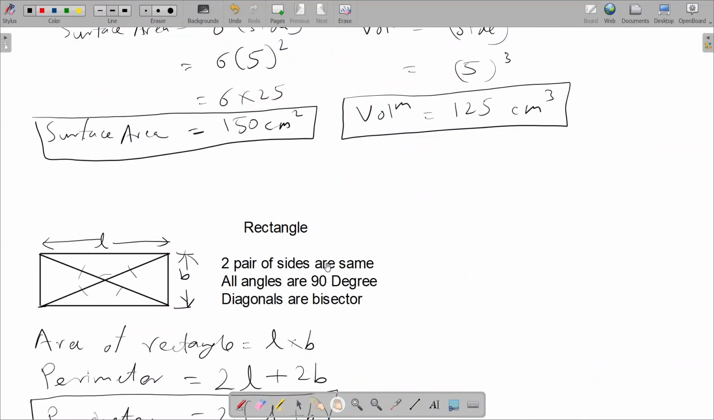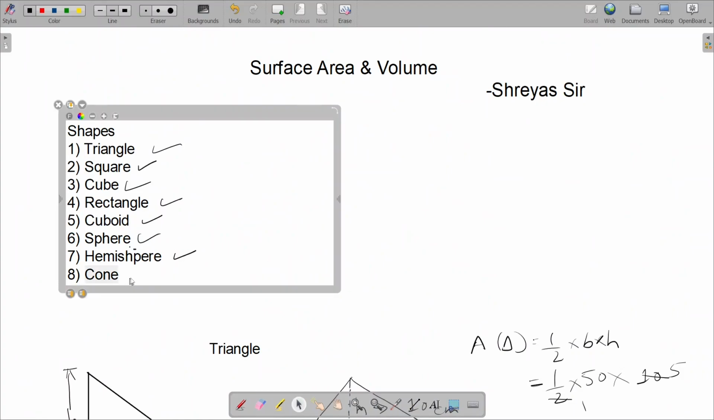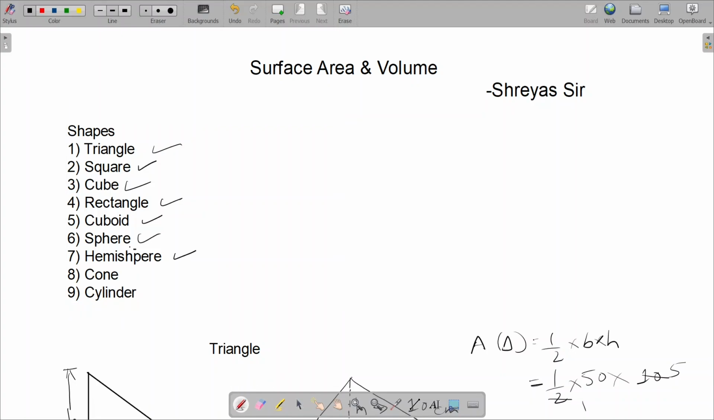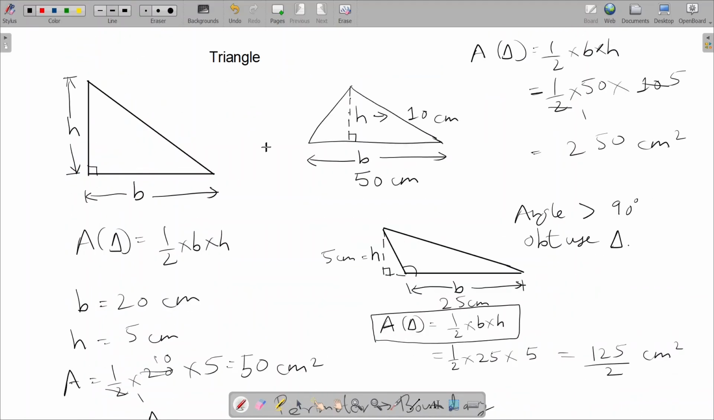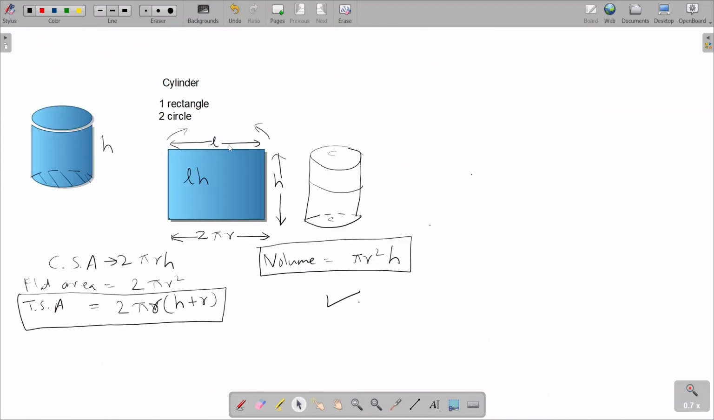And there's one more shape which I had forgotten. Apologies. So take one more shape over here. The last shape asked in all the exams is a cylinder. So we are done with all the shapes. The remaining shape is cylinder. So let's go for cylinder. The last shape for the video is cylinder.